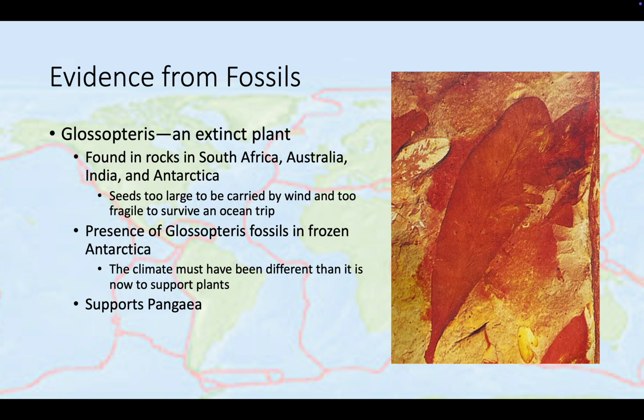There's presence of Glossopteris fossils in frozen Antarctica, and that suggests that the climate must have been much different than it is, because if there's a plant fossil there, like plants you're not really going to find in Antarctica, it's way too cold. So the fact that this plant existed on multiple continents, and especially in different climates, like current climates, it supports Pangea.